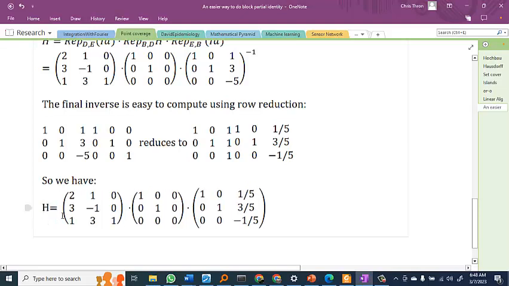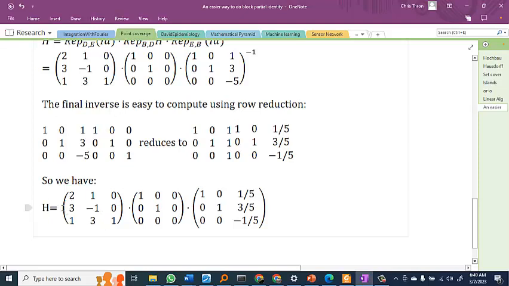Now, how does this work? You can see how this works. Remember that if I take this matrix product, it is going to have three columns. I'm just taking the first two first. The first column of the matrix product is this matrix times this column. What does this column do? Well, it picks out the first column of the matrix on the left. So the first column of this product is simply (2, 3, 1).